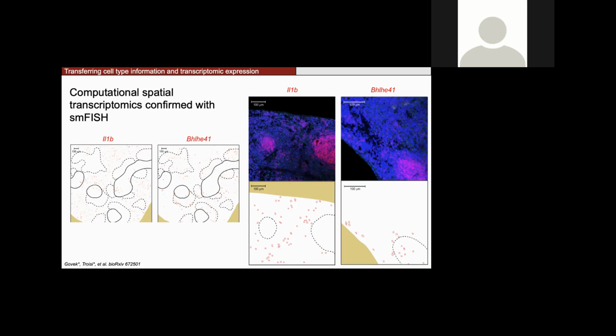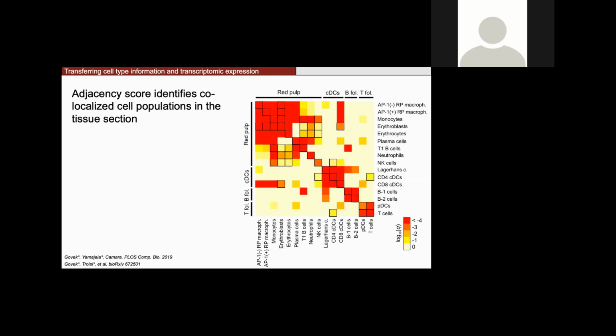So with this information, our goal would be to identify cells that are interacting in some way in the spleen and identify how they're interacting. The first step there is just to identify what cells tend to be near each other in the tissue section. So again, we use one of our methods from the 2019 paper that we published called the Adjacency Score, which identifies co-localized features in an image.